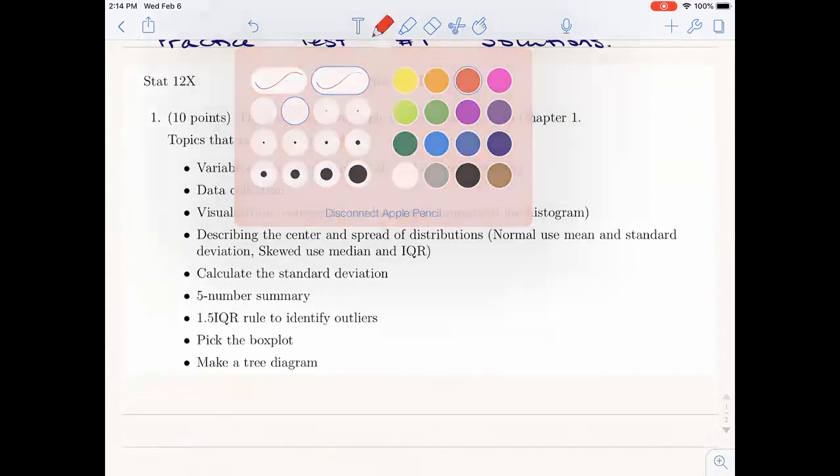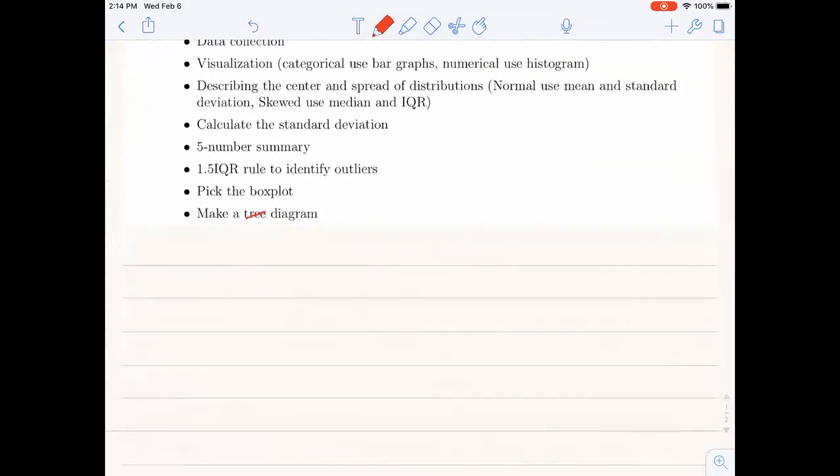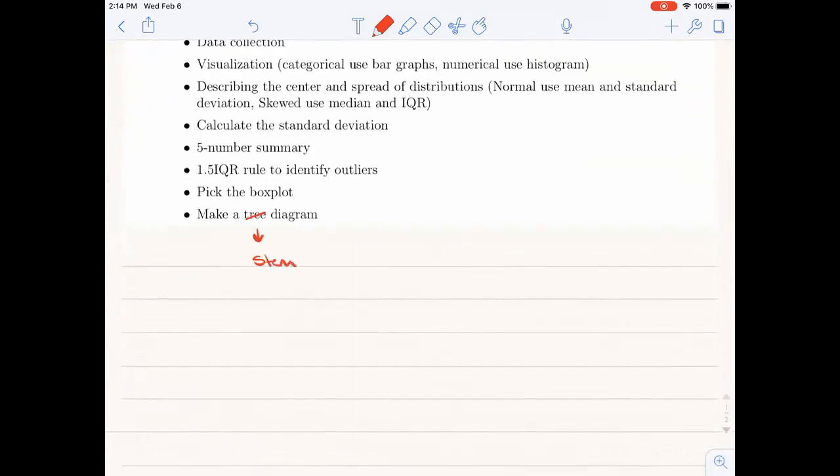One thing that I should note here, when I said make a tree diagram, I actually meant stem and leaf plot. So that's question 7 on the practice. That'll throw you for a loop. But it also should make more sense when you're trying to do it. Like I said, I got my trees and my leaves mixed up. Happens.